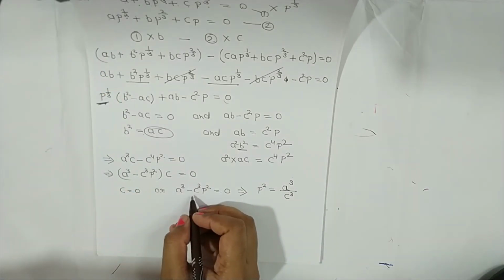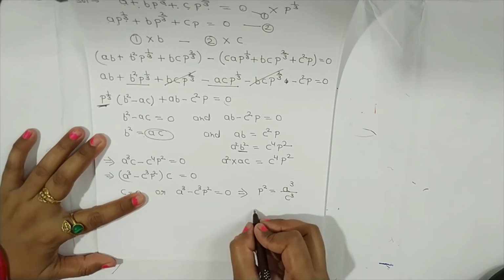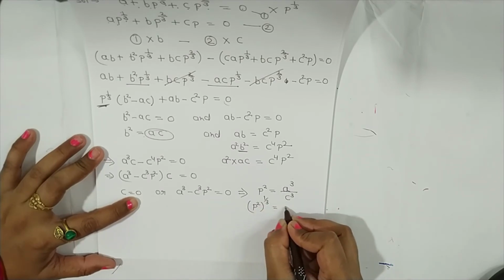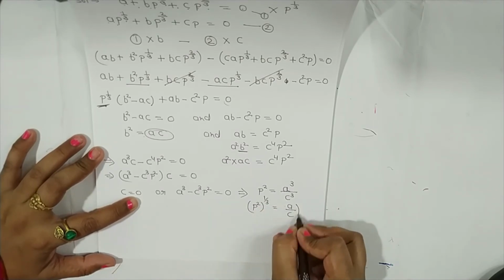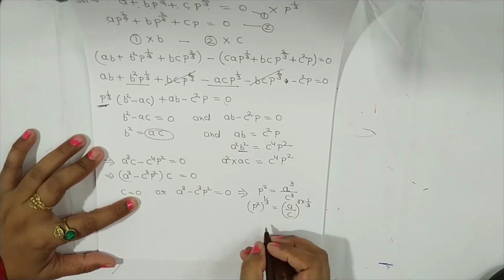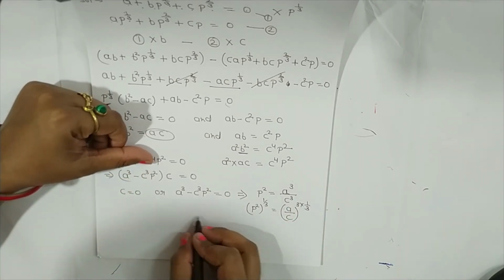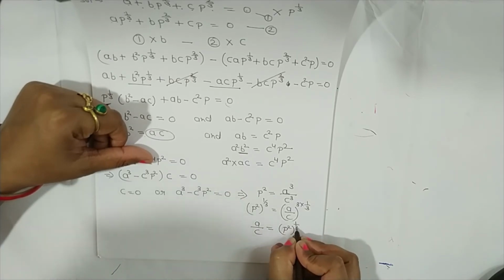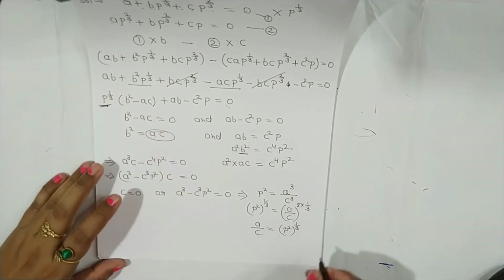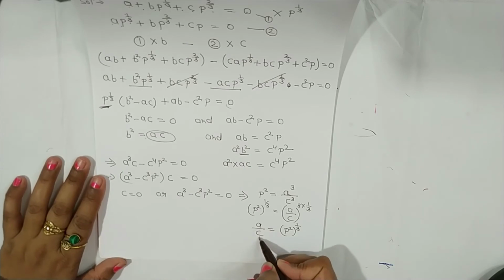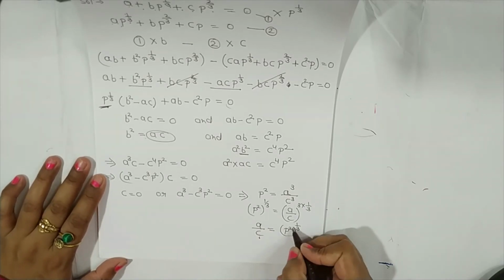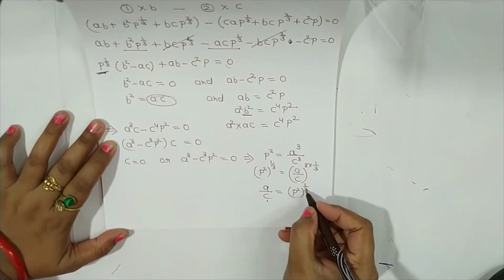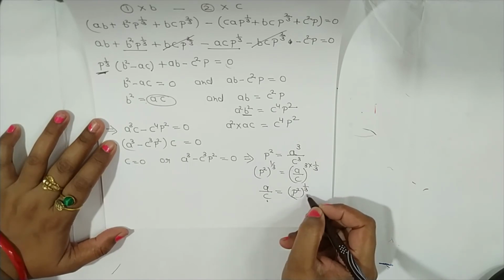From this, if I write p square, then whole power 1 by 3, it can also be written like this: a upon c is equal to p square to the power 1 by 3. Now here a upon c is rational, and this is an irrational number, because p to the power 1 by 3 is irrational, so it cannot be a rational number.